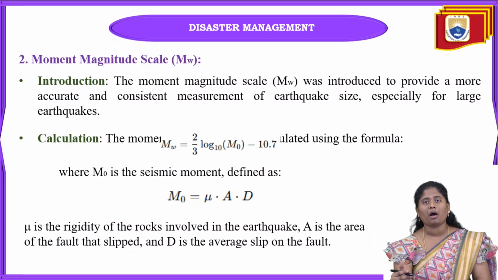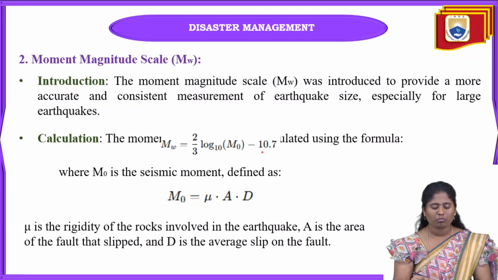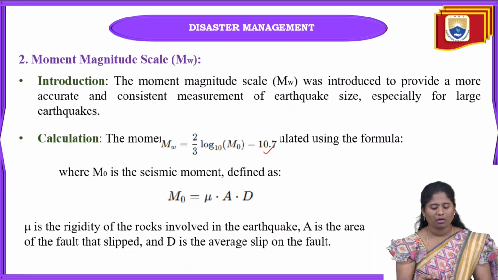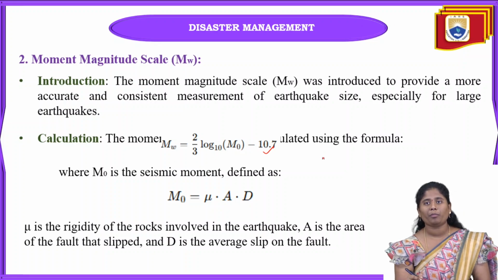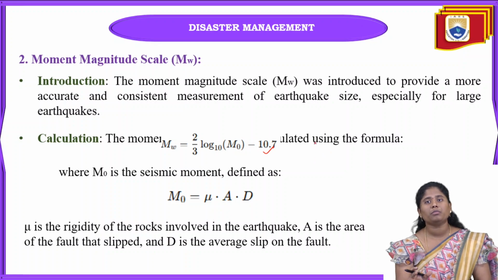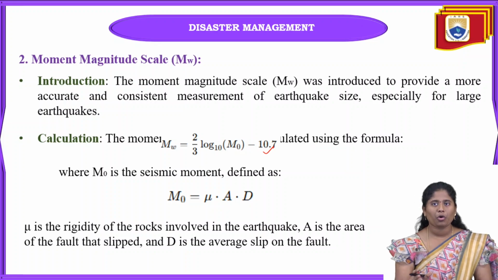If the magnitude is above 6, then we have to use this type of scale here. And in this one also, the moment magnitude scale is calculated using the formula Mw equal to 2 by 3 log 10 of M0 minus 10.7. And here M0 is nothing but the seismic moment. When this earthquake occurs, that moment, the seismic moment, we are going to call it M0 here. And separately this M0 formula is mu into A into D.